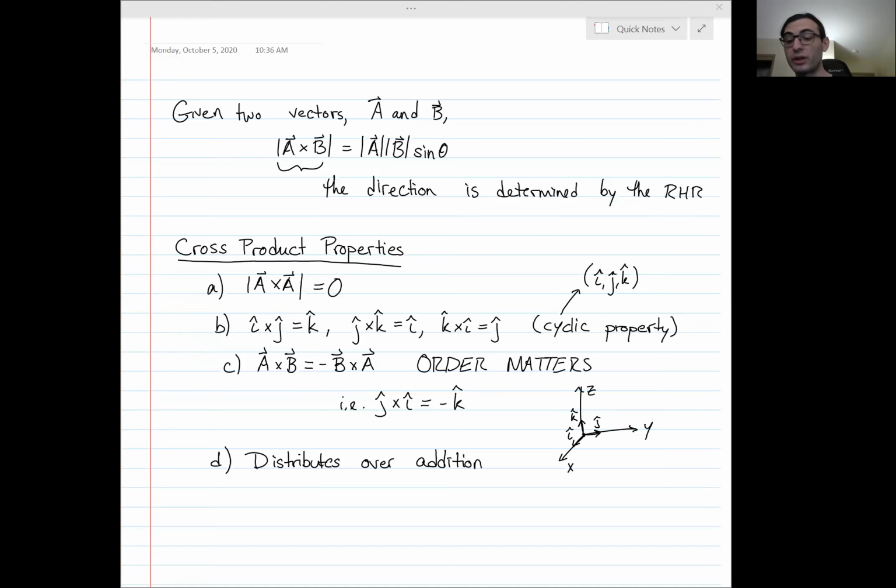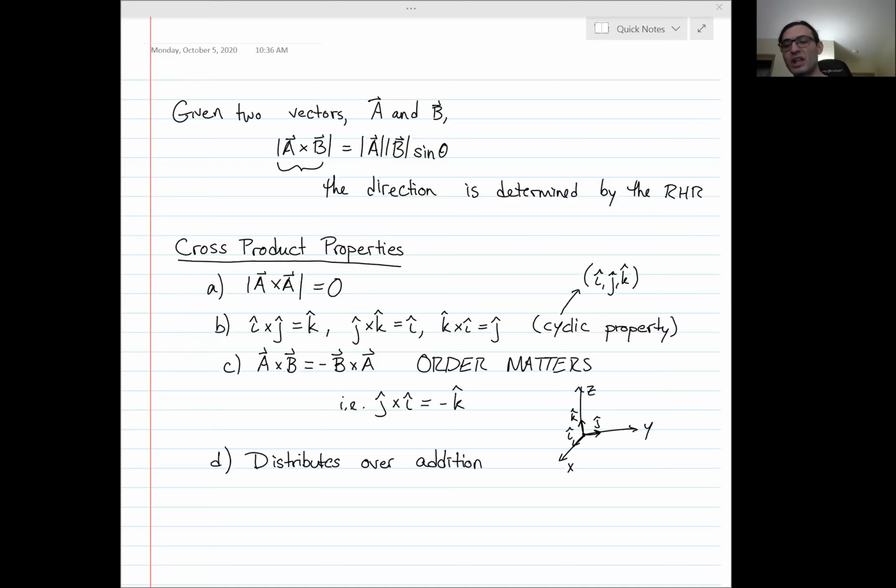And then also, the cross product is what we would call anti-commutative, which means that it does matter which order you write the cross product in. So A cross B is actually the negative of the vector B cross A, i.e. it points in the opposite direction.